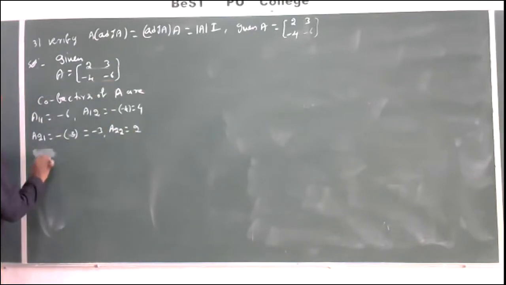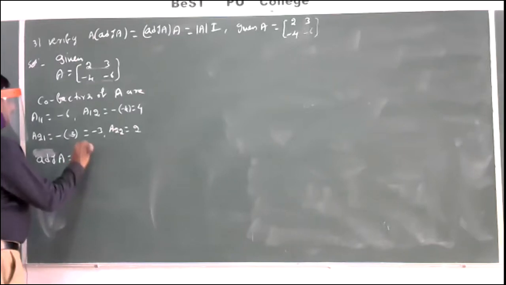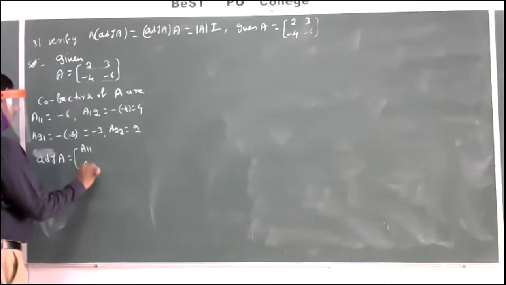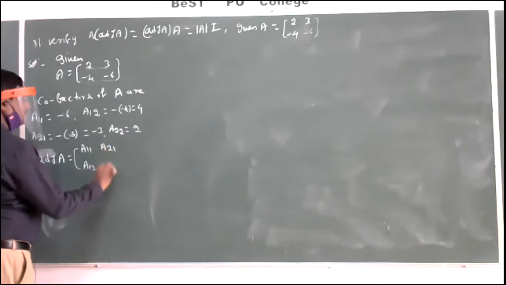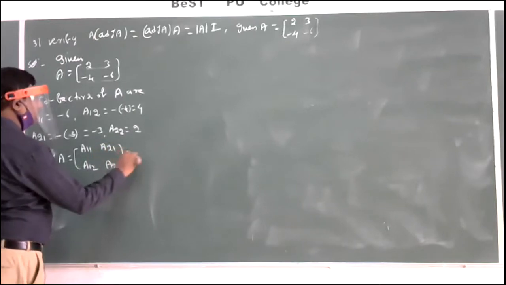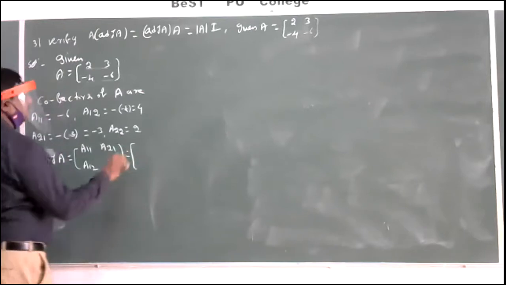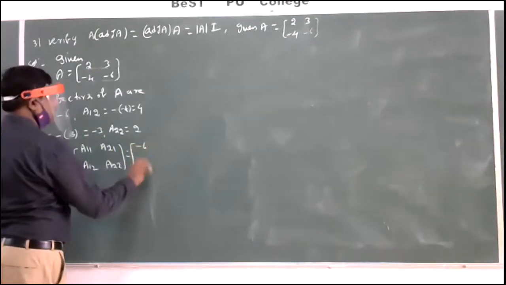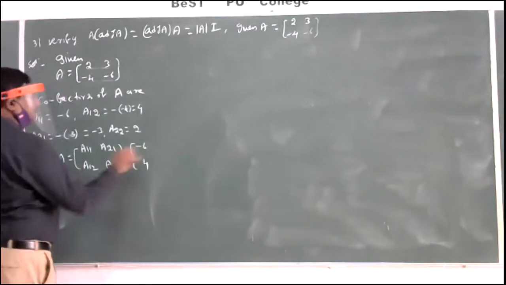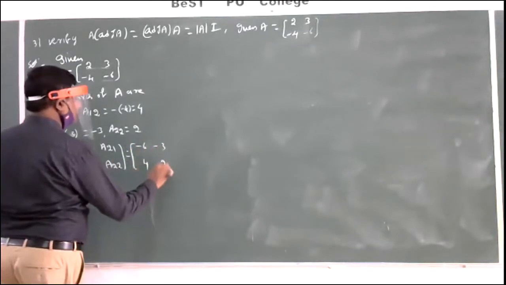Now adjoint A, A11, A12, A21, A22. This is equal to [minus 6, 4; minus 3, 2]. It is adjoint A.